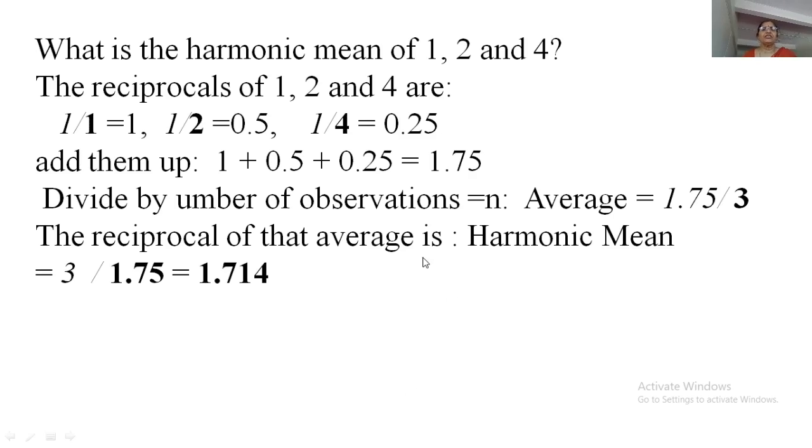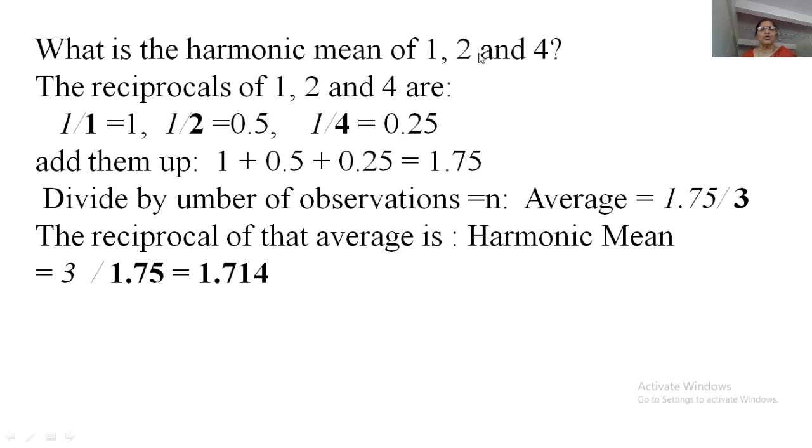Suppose I have 3 observations, namely 1, 2 and 4. Find the harmonic mean of 1, 2, 4. So first take the reciprocals 1 upon 1, 1 upon 2, 1 upon 4, add them, so it is 1.75. Take the average of reciprocals of observations, that is divided by the number of observations, that is 3. So 1.75 upon 3, and you take the reciprocal of this value, which is equal to 3 upon 1.75, which is 1.714. So in this way you can compute harmonic mean for a given data set.